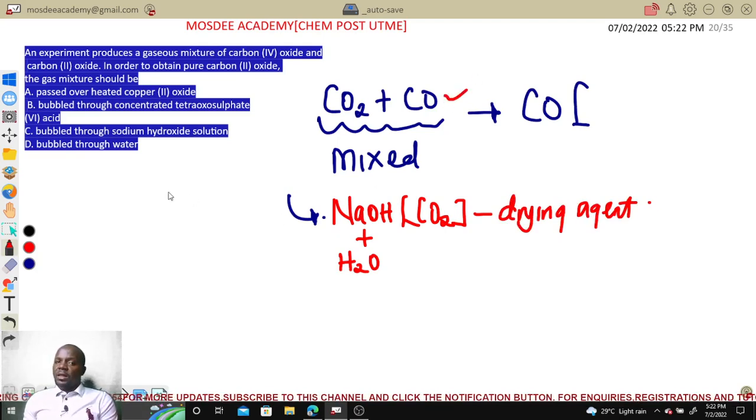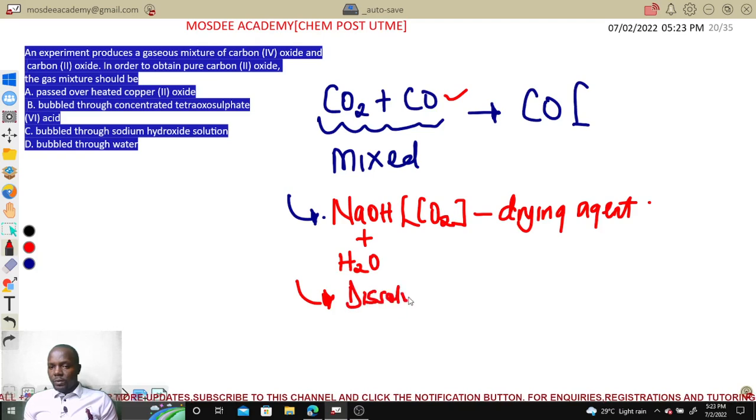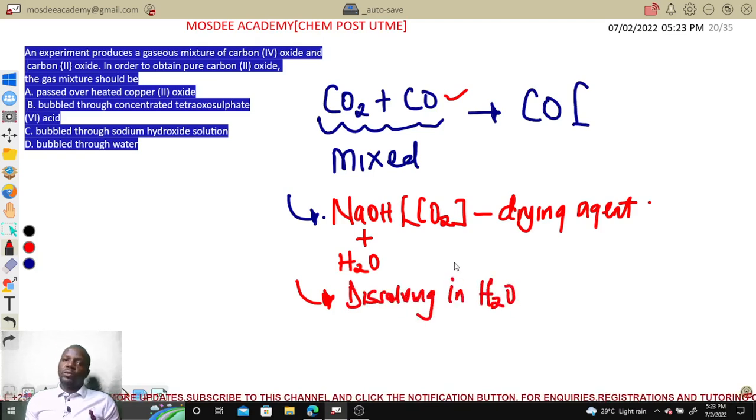Another way is if you dissolve CO2 in water, it will dissolve, though both of them are sparingly soluble in water. So if we bubble the mixture through water, CO2 will go down, then we get CO. You can also dissolve them in water, which is another way. So dissolving in H2O can also make you dissolve CO2 and you obtain CO.